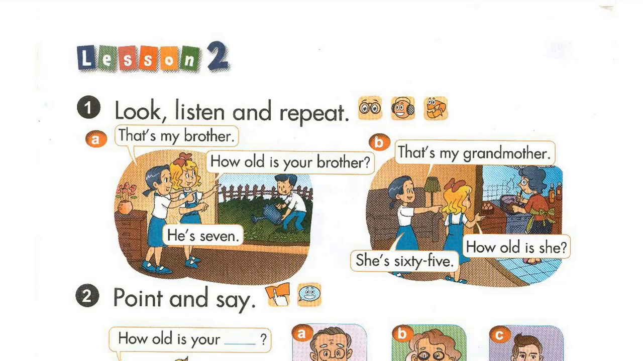Page 8. Lesson 2. Activity 1. Look, listen, and repeat. A. That's my brother. How old is your brother? He's 7. B. That's my grandmother. How old is she? She's 65.